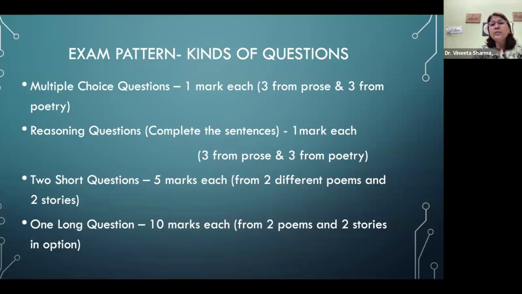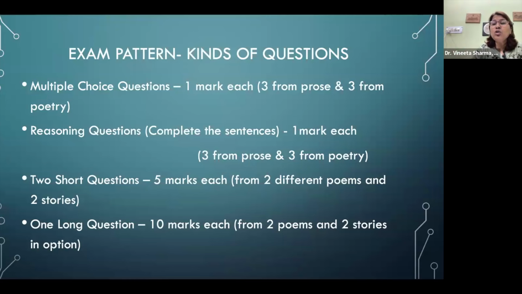Then again you will have to attempt 2 short questions of 5 marks each. 2 short questions you have to do from stories and 2 from poetry, in which you don't get any choice. So what does it mean? It means that 2 stories are going to be asked as short questions, okay, as 5 markers.